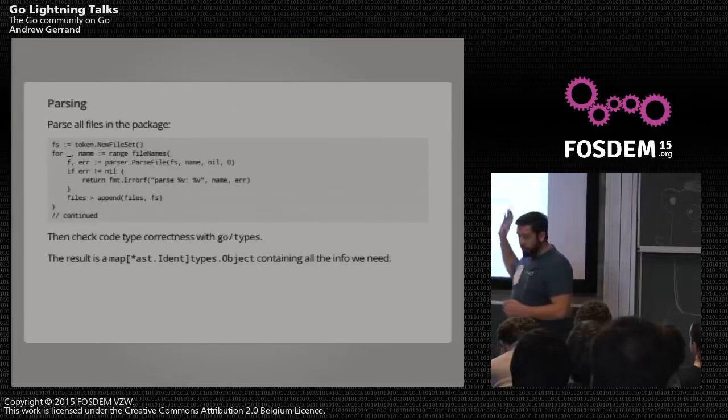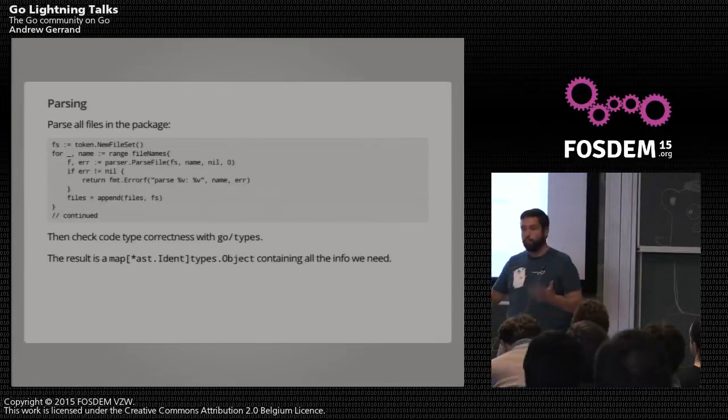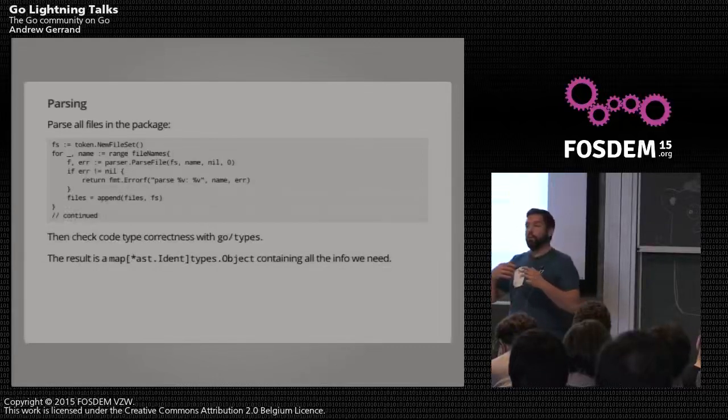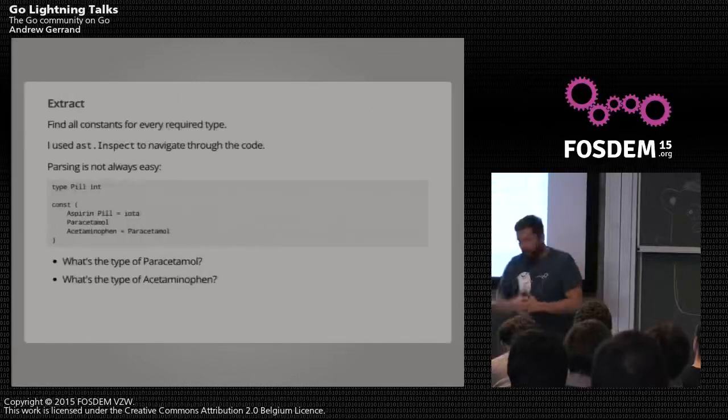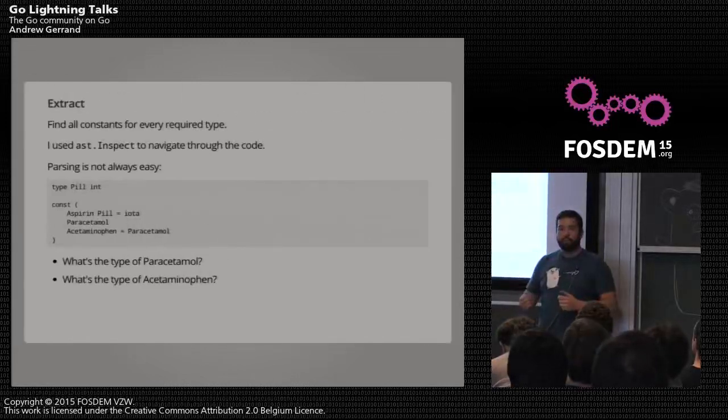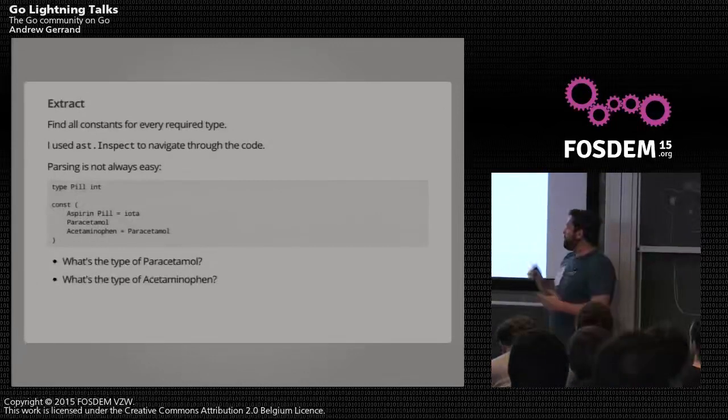So the parsing, I'm not going to get into details, but basically you get a bunch of files, and you extract information from it, and you end up parsing things. Now, the thing is that just parsing is not enough, because you might be using things from other packages, so you actually need to use go/types that will allow you to know exactly what type any identifier is. So I end up having a map where I can say what type this thing is, and I just get a type, which is exactly what I wanted. Then actually extracting the values turns out to be a little bit difficult, because in this example, the type Pill, you have 3 values: aspirin, paracetamol, and acetaminophen. So aspirin, what type is it?